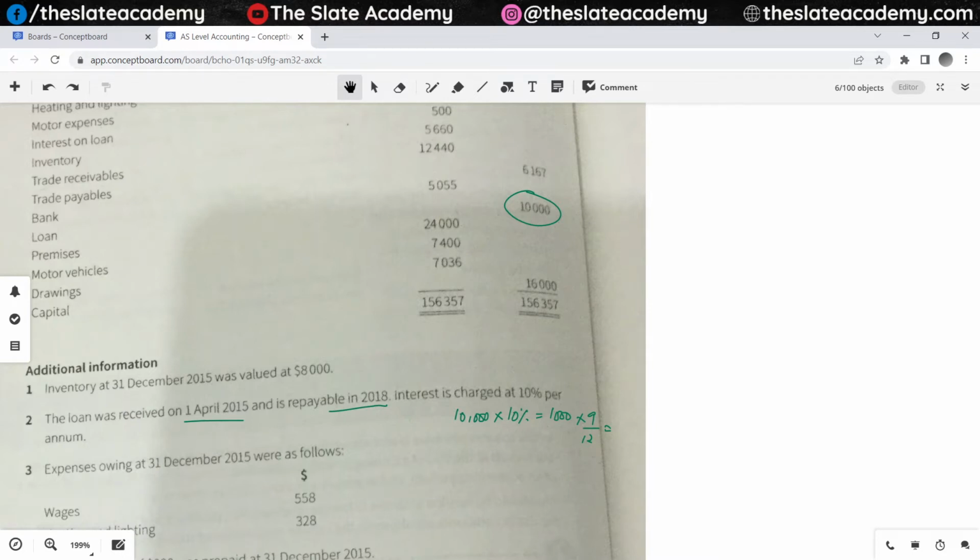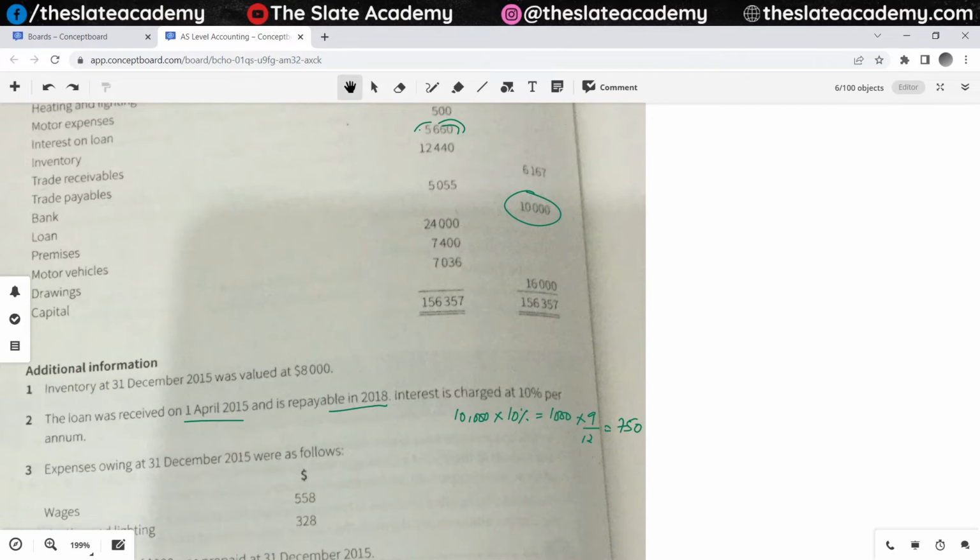So 750 is my interest expense for the current year. But if I look in the Acha, there was an inventory balance given in the question. I couldn't see it. Here is the inventory balance, 5660.